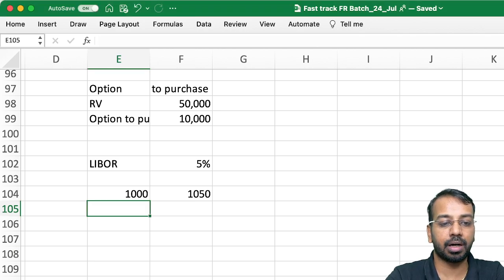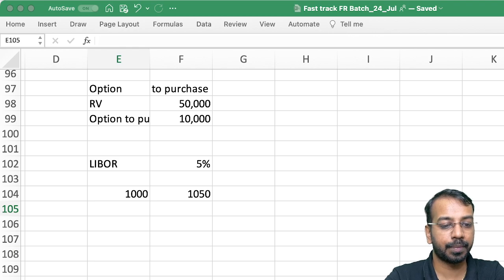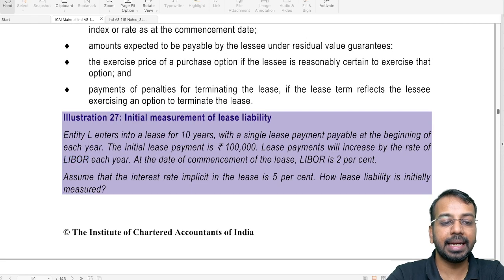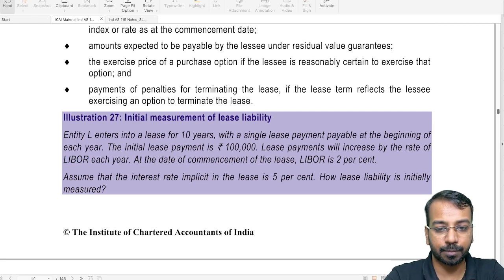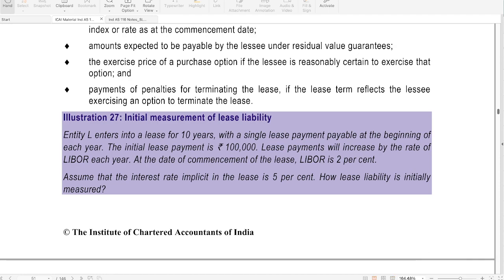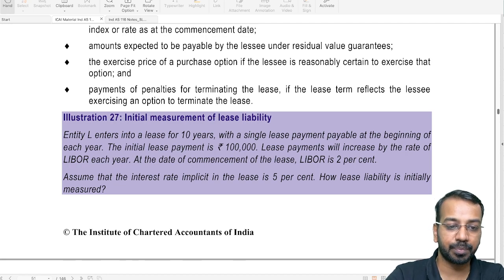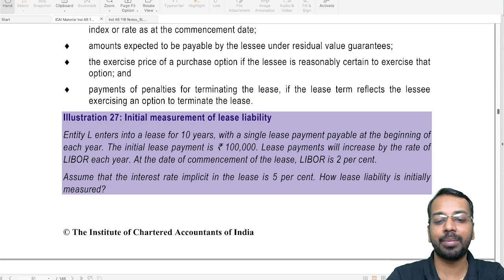So just to give another example, if you look at this particular question, Entity L, I hope it is visible. Yeah, it's visible. Entity L enters into a lease for 10 years with a single lease payment payable at the beginning of each year. The initial lease payment is 100,000, 1 lakh. And lease payments will increase by the rate of LIBOR each year. At the date of commencement, LIBOR is 2%.